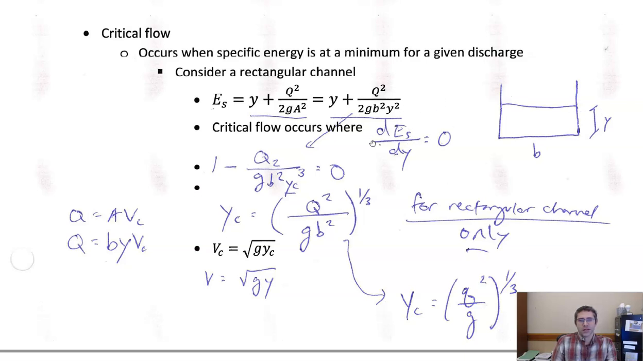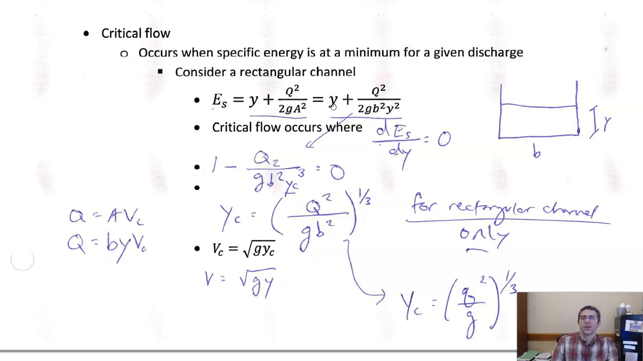And then I'm going to take the derivative of the specific energy, dE_s, with respect to Y, because that's how we find mins and maxes, right? We take the derivatives, we set them equal to 0, and then we solve. So we're going to take this equation, the derivative with respect to Y, here's Y, and here's Y, and set it equal to 0, and then solve for Y.